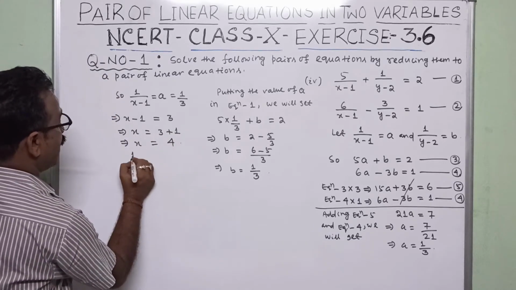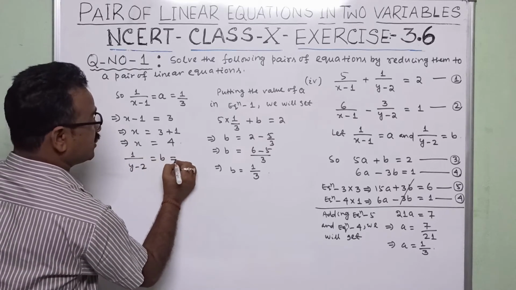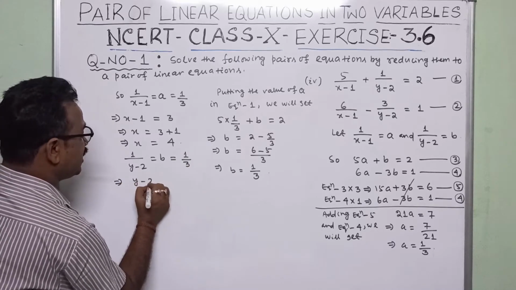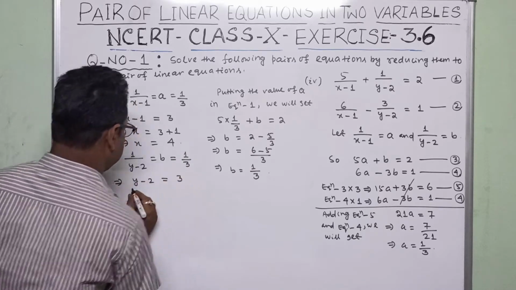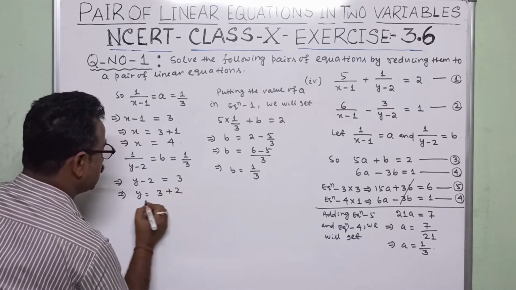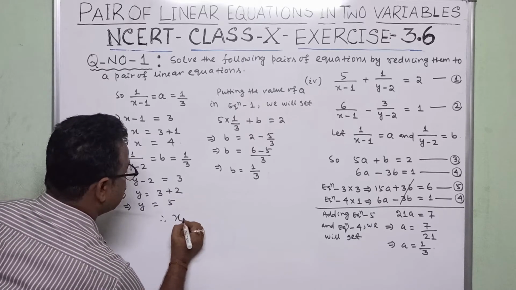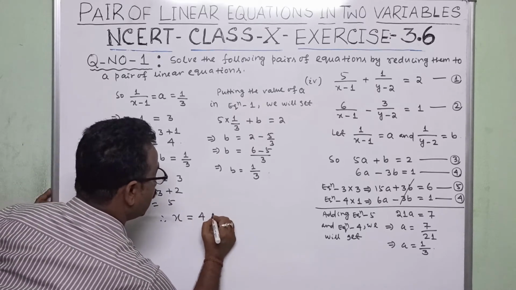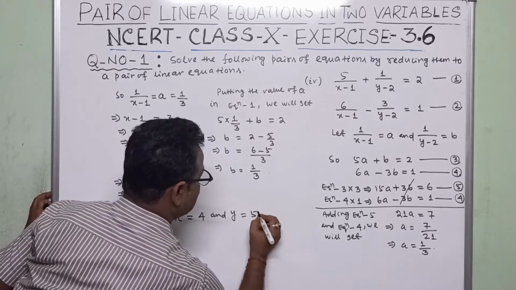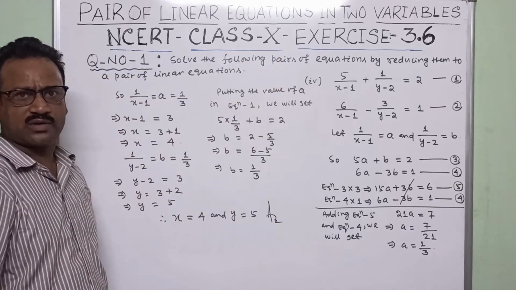Now 1 by y minus 2 is equal to b is equal to 1 by 3. That implies y minus 2 is equal to 3. That implies y is equal to 3 plus 2. That implies y is equal to 5. Therefore, x is equal to 4 and y is equal to 5 is the required solution of bit 4.